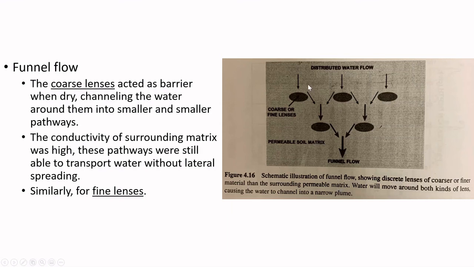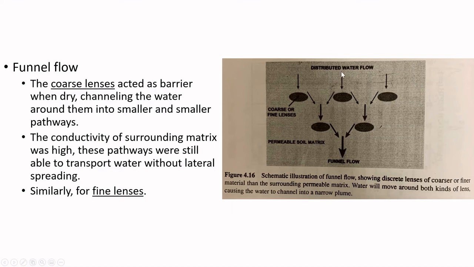So we have discrete lenses. You have a lens that appears in the subsurface, in the soil. Water will move around both kinds of lens, the coarse or the fine lens. It can be a coarse lens, it can be a fine lens. And water will move around this kind of lens, causing the water to channel into a narrow plume.